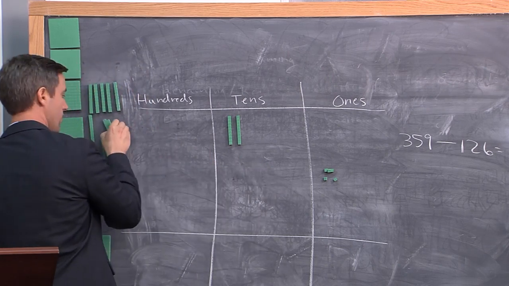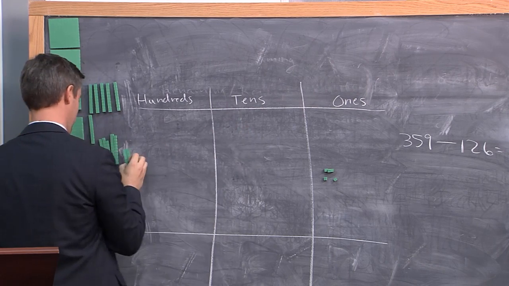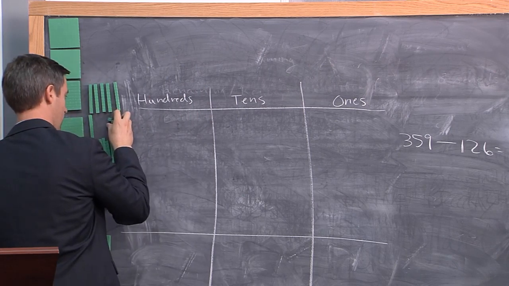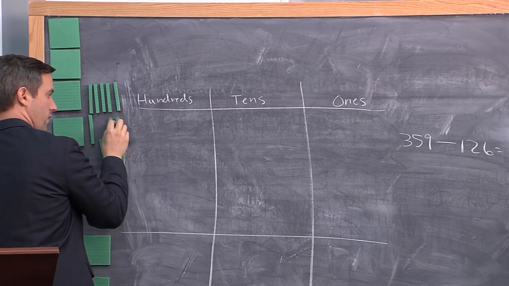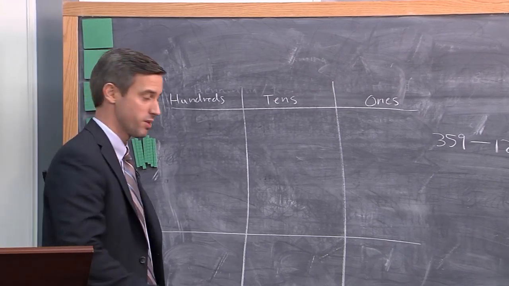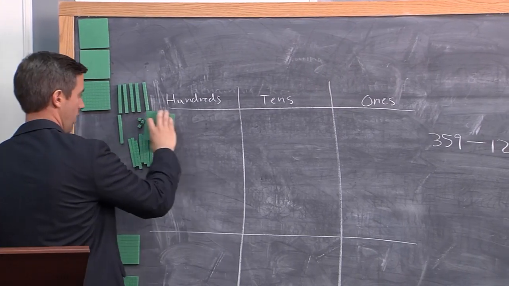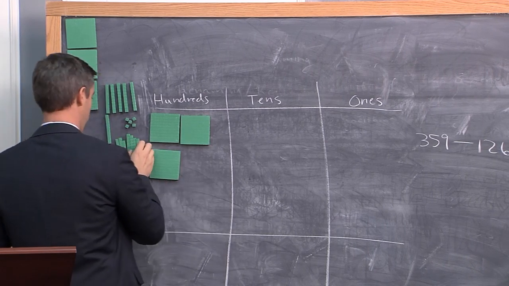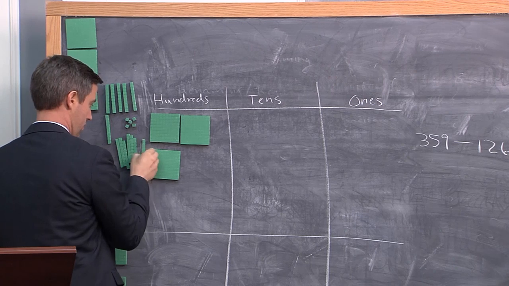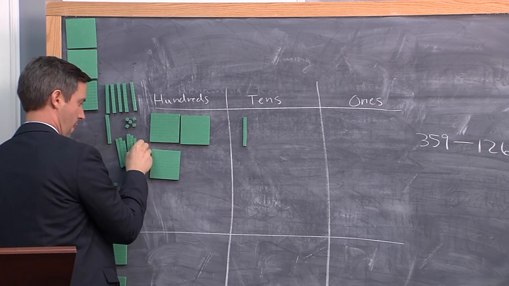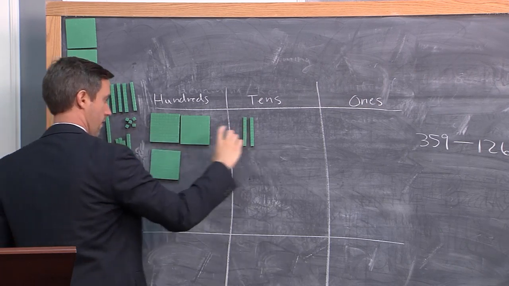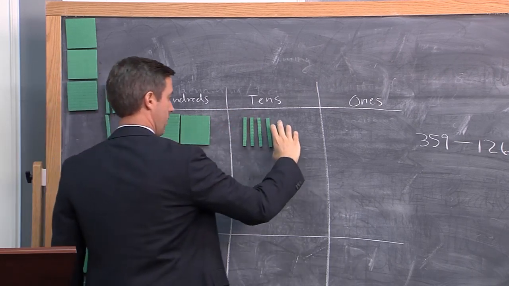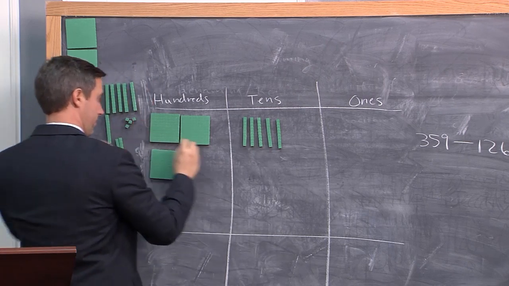And the first thing you're going to do is say, somebody read the problem. And so they're going to read the problem. You're going to read the problem. 359. You say, stop. Let's build that. What is 359? It's 3 hundreds, 5 tens, and 9 ones.